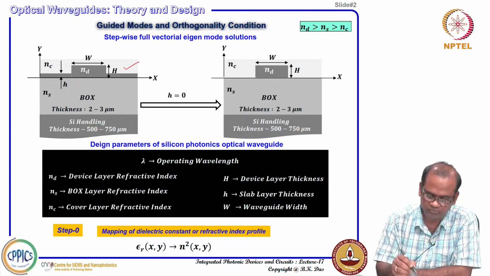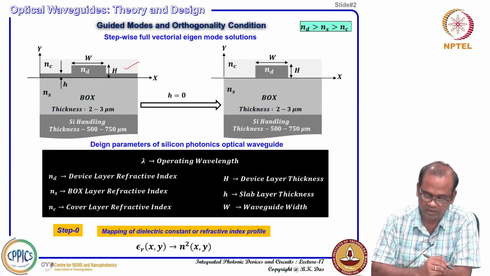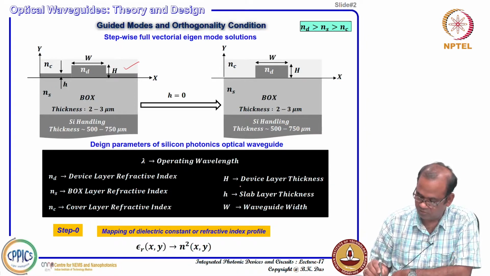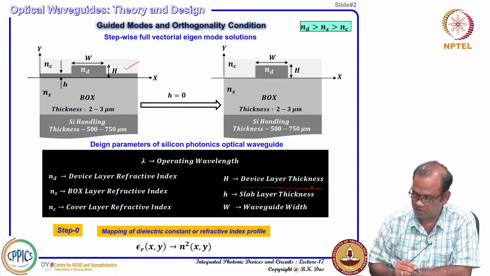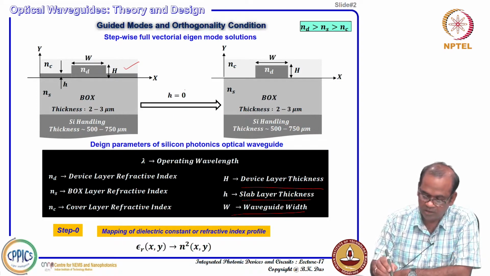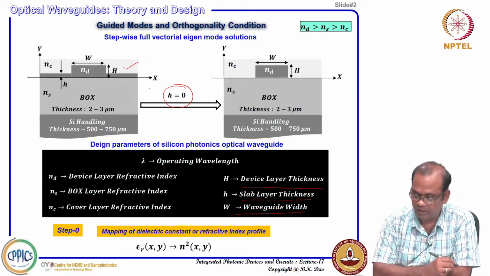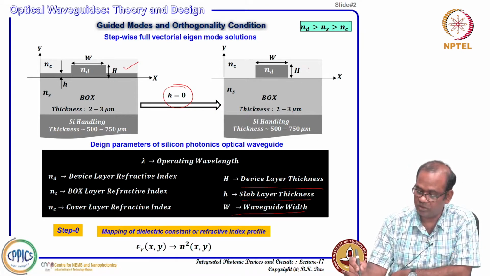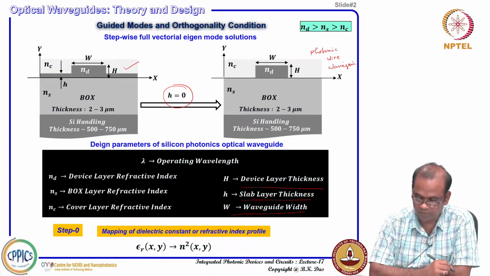This is a rib structure, with parameters W, capital H and small h. Capital H is known as the device layer thickness, small h is the slab layer thickness, and W is the waveguide width. This slab layer h can be 0. When it is 0, that is called a photonic wire waveguide. Sometimes it is called a strip waveguide and sometimes people also call it a photonic wire waveguide.